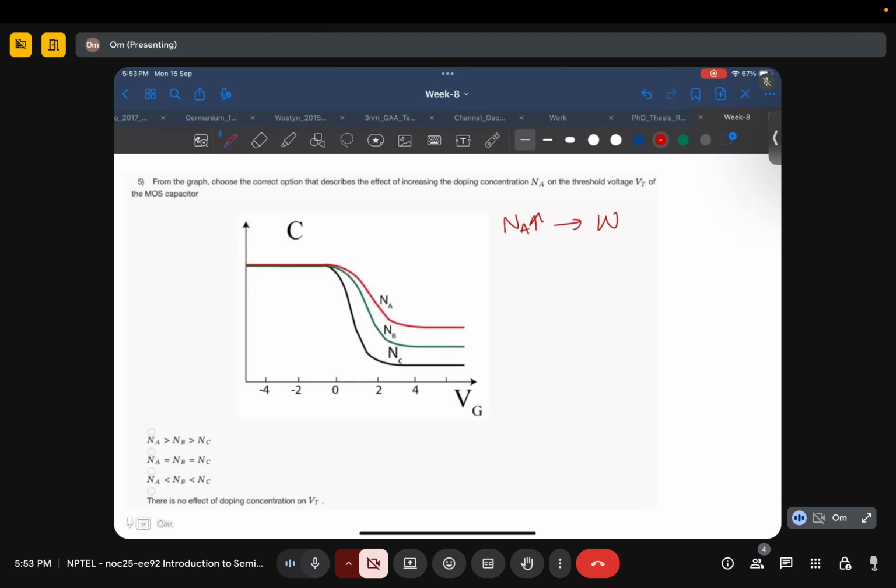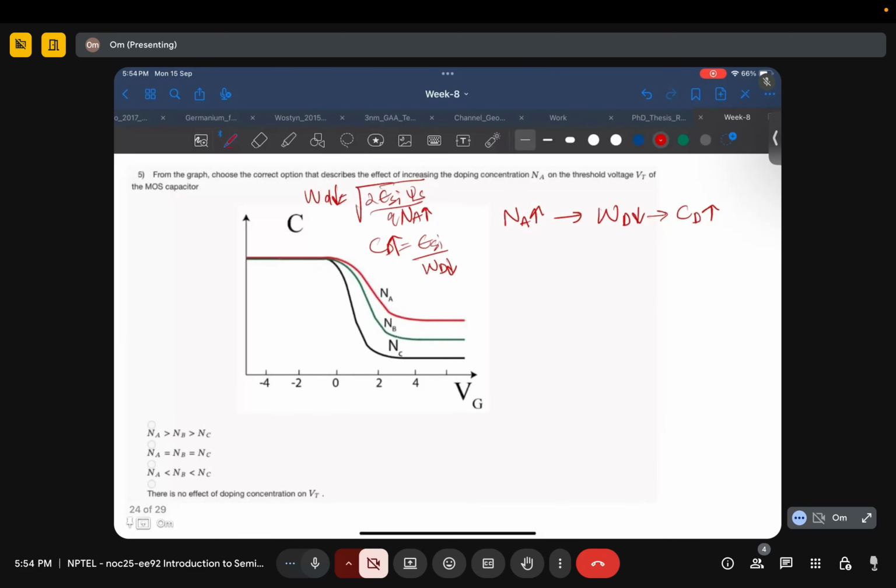is your depletion width WD decreases, because WD is square root of 2 epsilon psi s by QNa. So if Na increases, WD will decrease, and if WD decreases, the depletion capacitance will increase, because CD is epsilon Si by WD. So if WD decreases, CD will increase. Also, if Na is increasing, your threshold voltage Vt will increase.